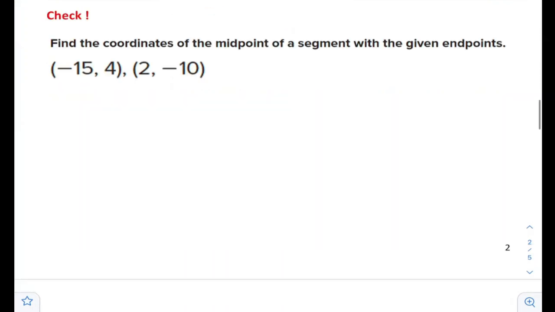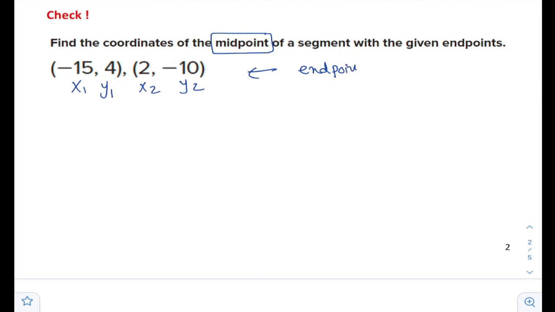So let's apply here. Find the coordinates of the midpoint of a segment with the given endpoints. We can name the first point x1, y1, and the other point x2, y2. Remember, we are asked to find the midpoint. We have the endpoints. Endpoints are known. This is the start and end point, negative 15 and 4, and this is 2 and negative 10. We are asked to find the midpoint.